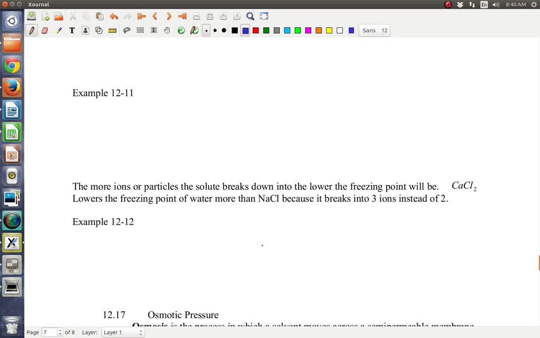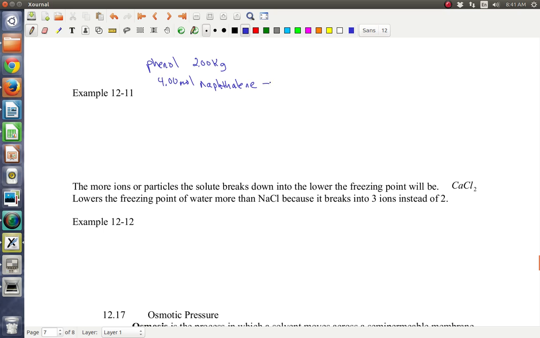So let's do example problem 12.11 from page 316. How much will the freezing point of phenol change if we have 4 moles of naphthalene dissolved in 2 kilograms of phenol? And then it tells you that naphthalene is covalent and thus contributes 1 mole of particles.